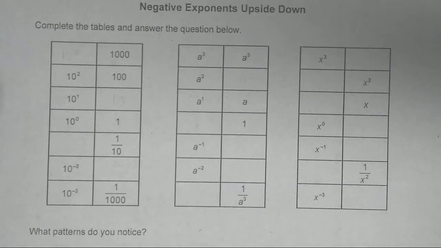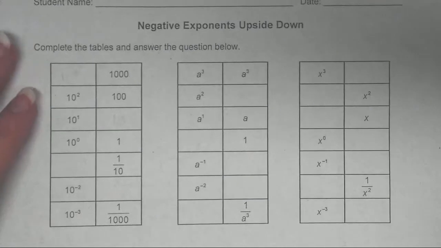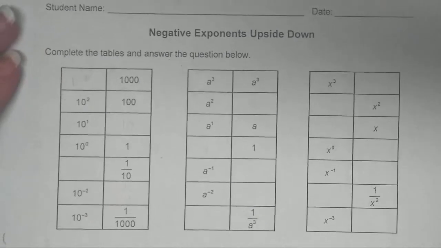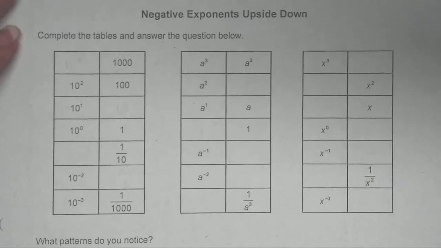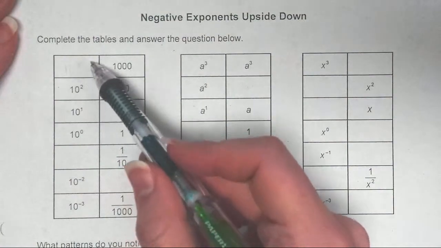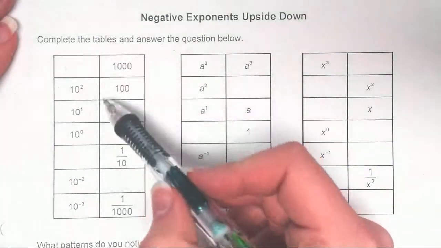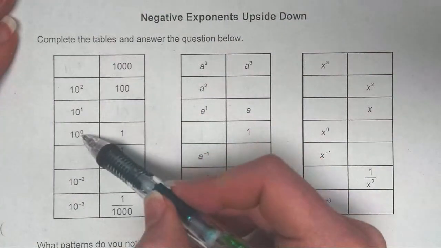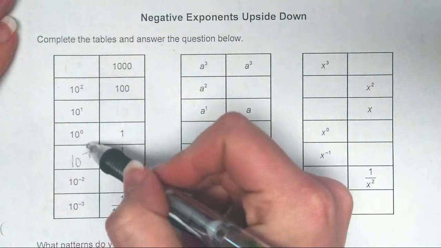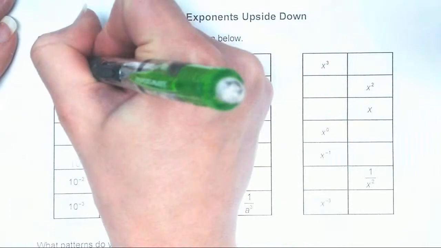This worksheet is all about noticing patterns. So we've already talked a little bit about negative exponents, but this is just a little extension. So the first thing I'm going to notice is a pattern in this column. It looks like we're going 2, 1, 0, so next would come negative 1. And if we go up this way, 0, 1, 2, so this would be 3.